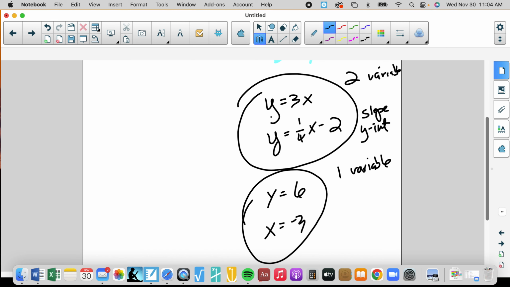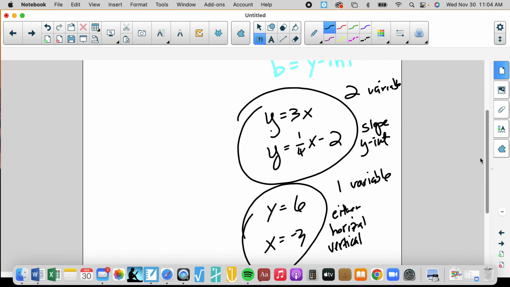And when there's one variable, that means that it's going to be either horizontal or vertical. It's going to be a horizontal line or a vertical line. And in those situations, these are going to be lines that have slope, right? You'll see it like that, or the line will be like that. That's a negative slope. The black one's a positive slope.